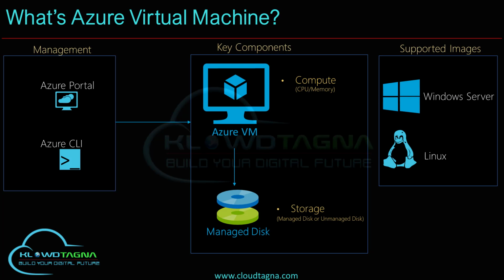First, let's understand what is a virtual machine. Azure Virtual Machines is the on-demand, highly scalable compute resource which you can create on the Azure portal. Azure Virtual Machine supports Windows and Linux images. And your virtual machine has to be attached with a disk to store your operating system data. And this disk either can be a managed disk or unmanaged disk.